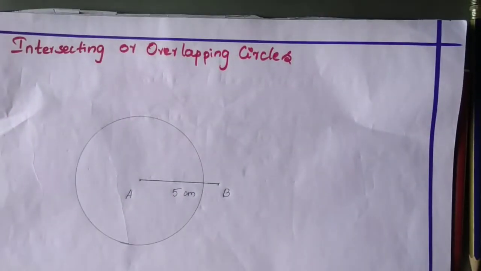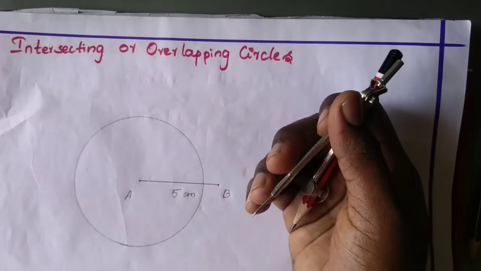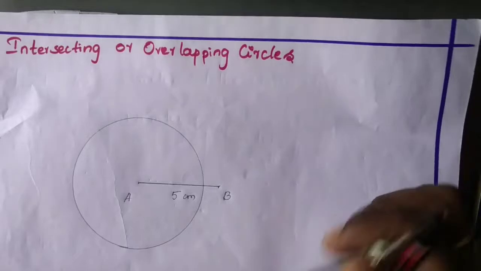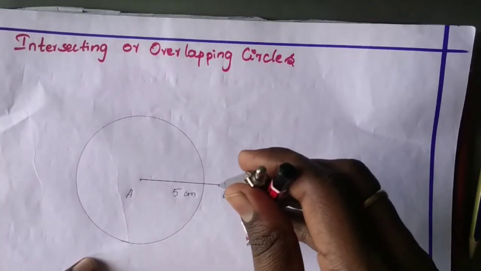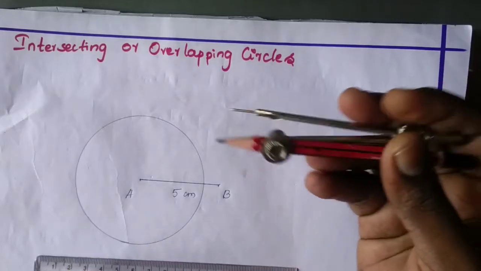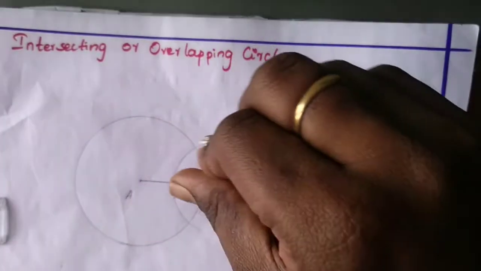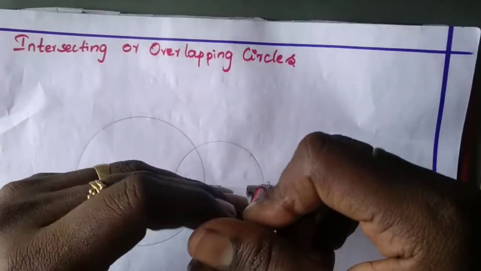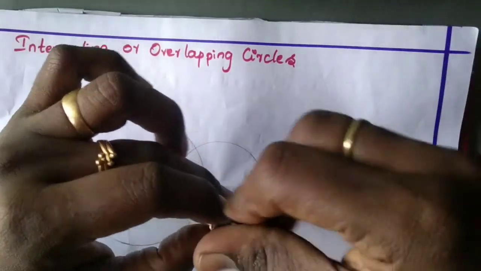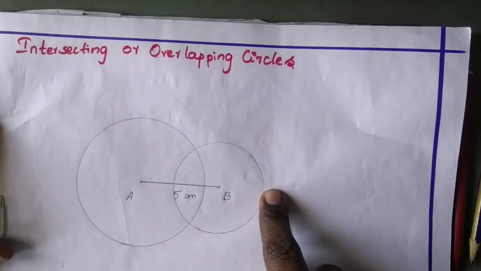Now I am going to draw a circle with radius 3. With B as center, I am going to draw a circle with radius 3 centimeter. So with B as center, I drew one circle. This is intersecting or overlapping circles.